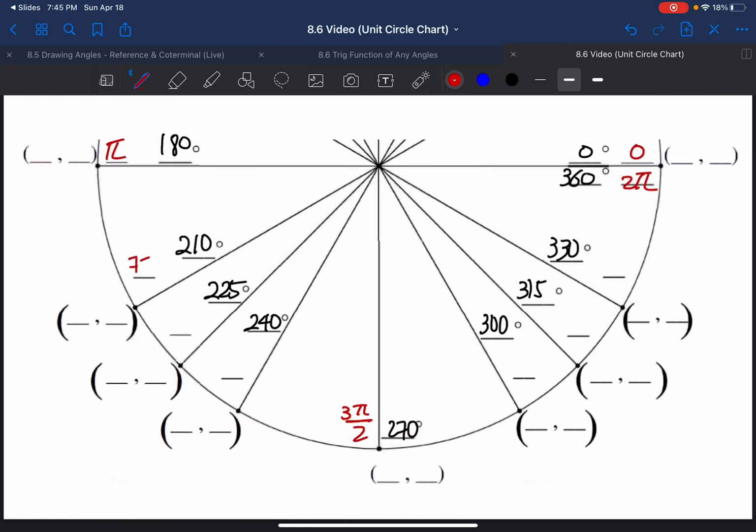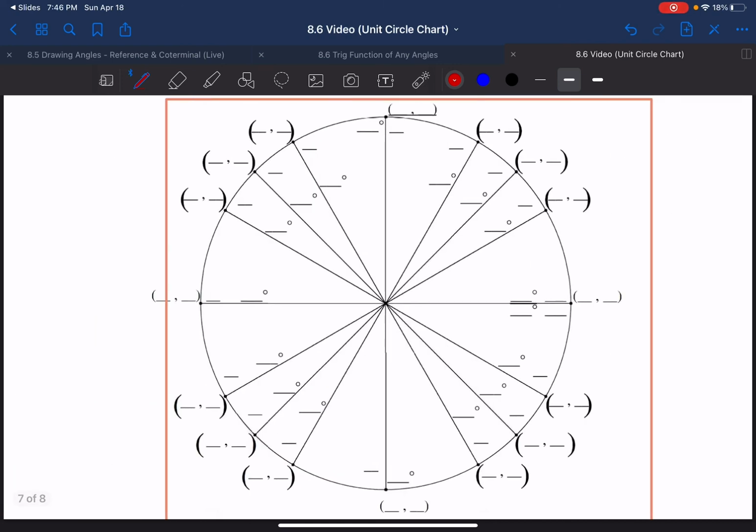Bottom portion. This is 7 pi over 6, 5 pi over 4, okay? 4 pi over 3, and 3 pi over 2, 5 pi over 3, 7 pi over 4, 11 pi over 6, and then 360 degrees is 2 pi. We good? So you've completed the unit circle part, the angle part, the degree, and then Thursday and Friday we are going to do the X and Y coordinates. Okay, so that's it for today.